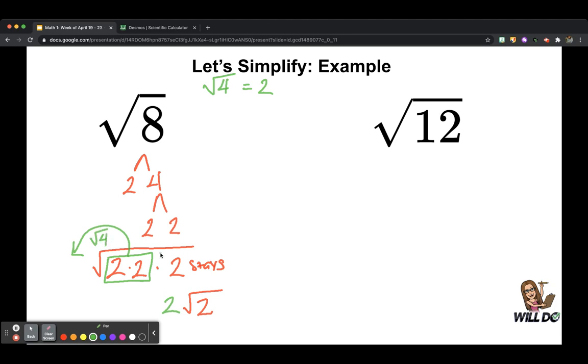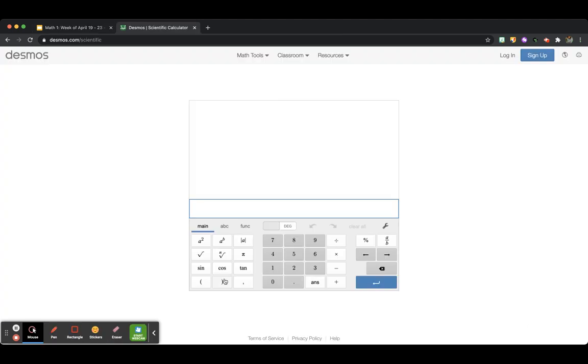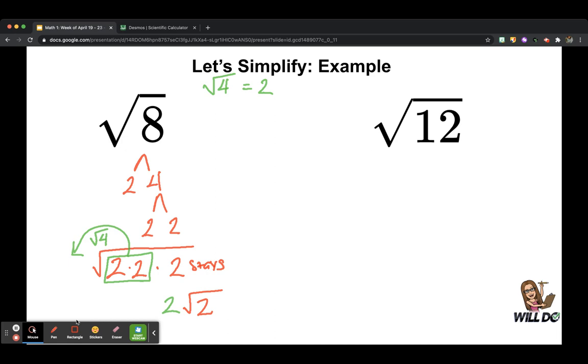Okay, so let's go into the decimals calculator just to prove this. So we have the square root of 8, okay, and as you can see, we get a decimal. But if I do 2 times the square root of 2, I get the exact same thing. So it's just a way to simplify our radicals. Okay, now let's try it again here with 12.